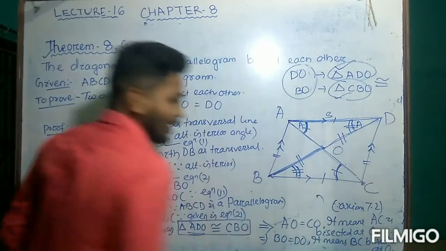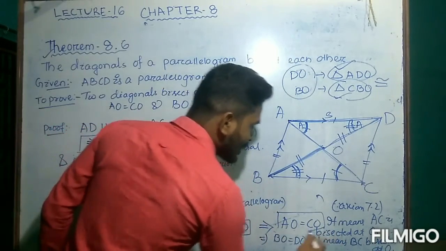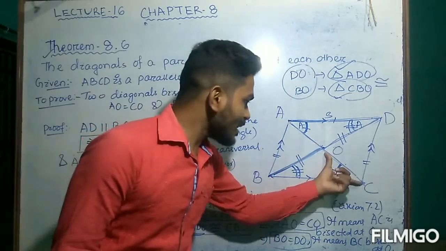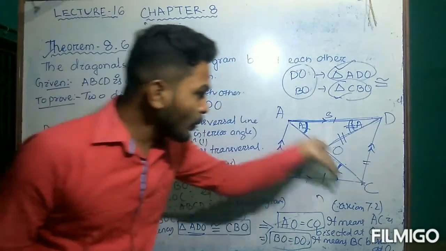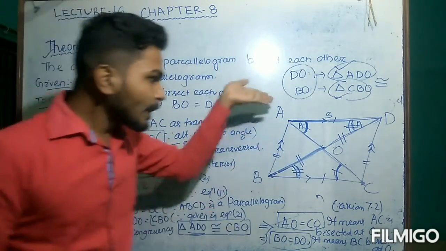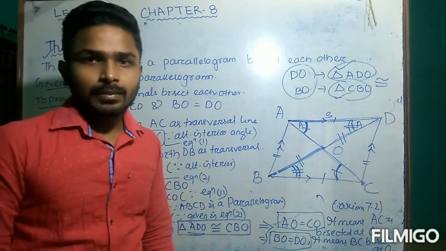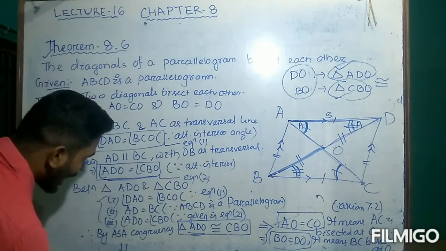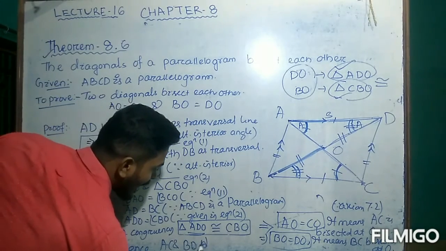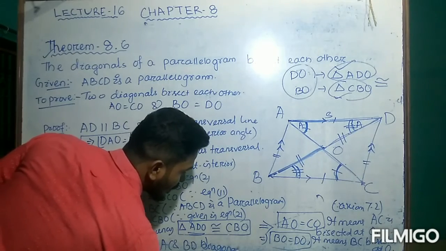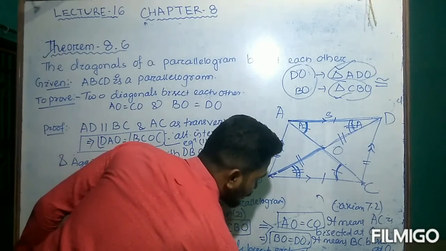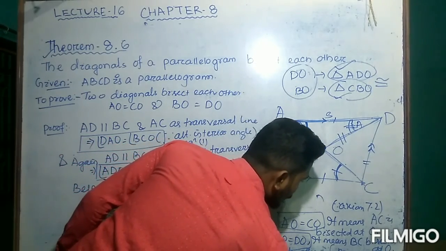Understood? So initially we have found that AO is equal to CO, and now we have found that BO is equal to DO. This half is equal to this half, and now this half is equal to this half. It means both the diagonals are bisected at the point of intersection, or you can say both diagonals bisect each other. So finally we can write, hence, AC and BD diagonals bisect each other. Okay, now it is proved.